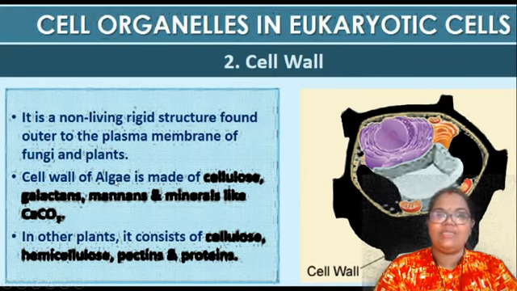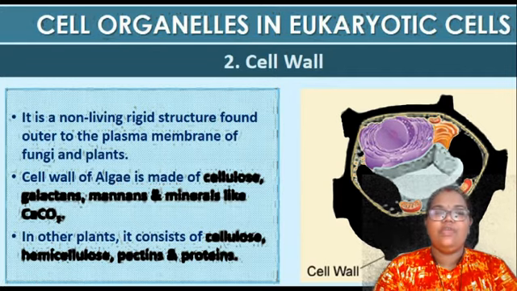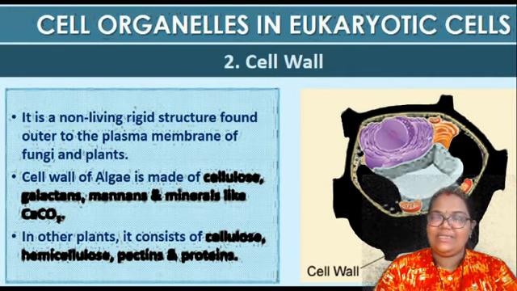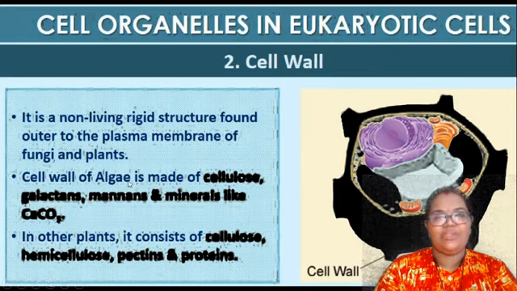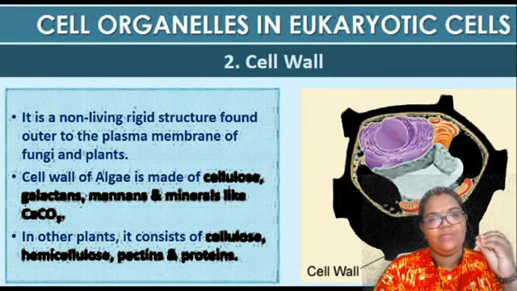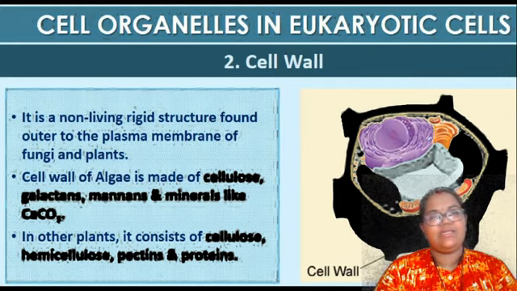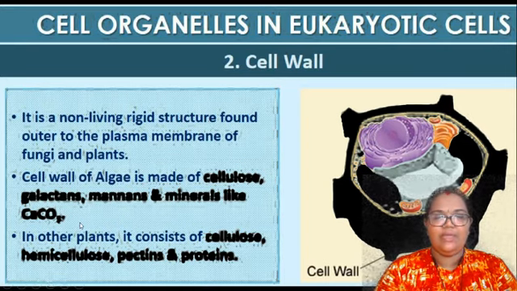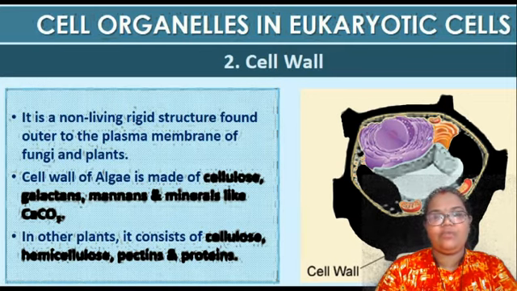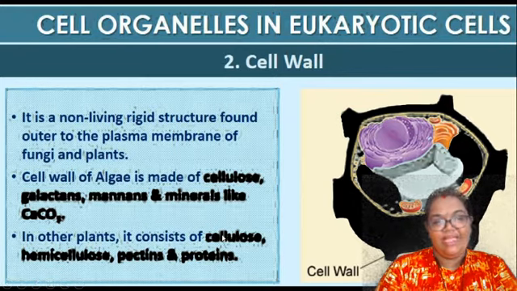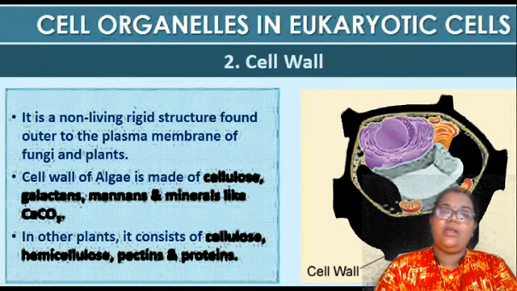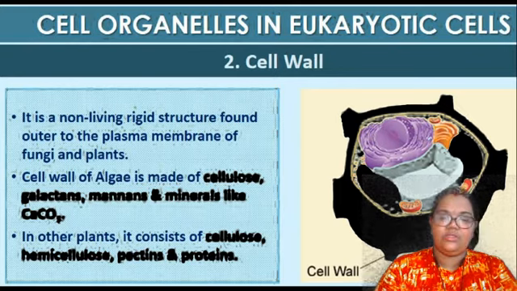The cell wall of algae is made up of other chemical substances. You can see here cellulose, galactans and mannans, and minerals like calcium carbonate. These are what the cell wall of algae is made up of, giving the rigidity and color, their characters and all, provided by these chemicals. Mainly in plants, it consists of cellulose, even hemicellulose, pectin, and proteins along with that. But the major component, about 90%, of the plant cell wall is cellulose.